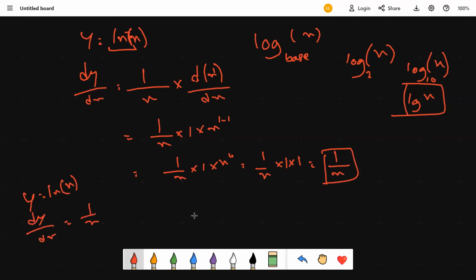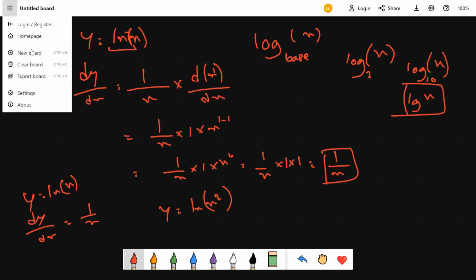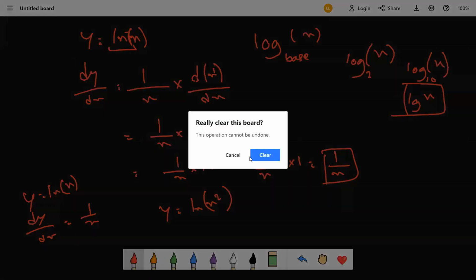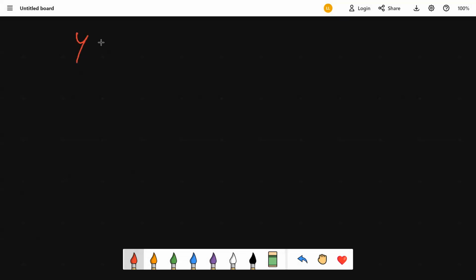Now, similarly, if we have, let's say, ln of x squared, then what do we do? Like we have done, y equals ln of x squared. In that portion, we could have done it in two different ways. Okay, let's clear up the board. Remember, we can write log of this, 10 to some power x.